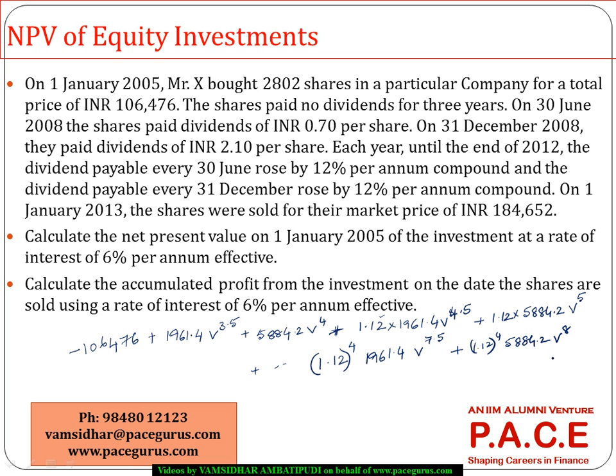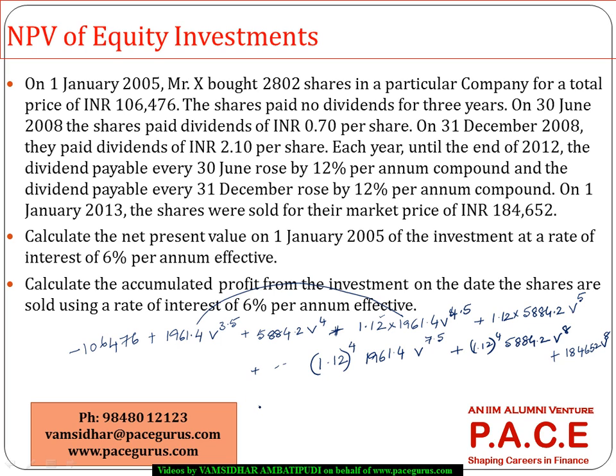And finally, after all these dividends, there is 184,652. What was the amount, whatever you are getting when you have sold it off? This I would discount by V power 8. Now, the important thing for me is how do I express the relationship? Take all these 0.5 elements, June payments.